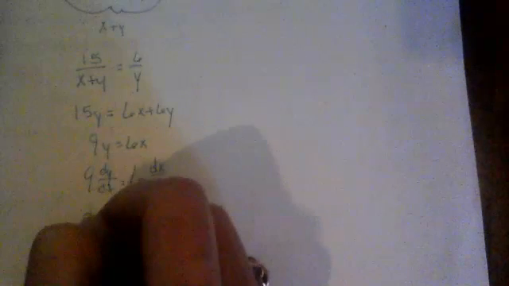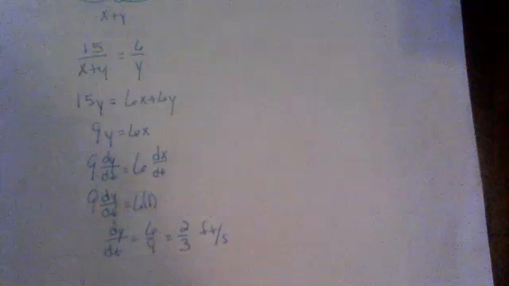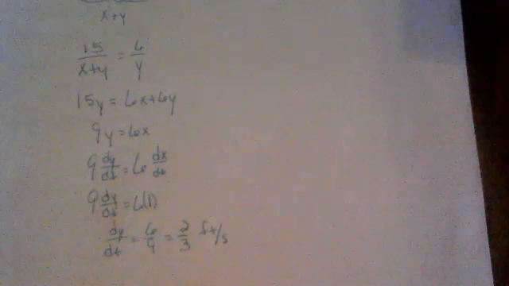So 9 dy dt equals 6 times 1. So dy dt equals 6 over 9, or 2/3, and this was in feet per second. So the shadow length is increasing at a rate of 2/3 feet per second.